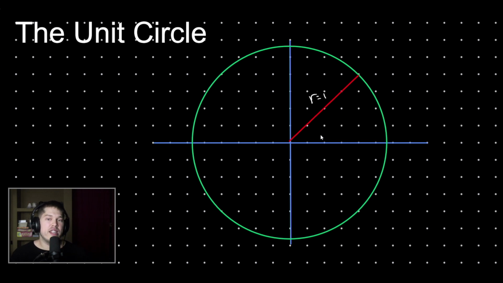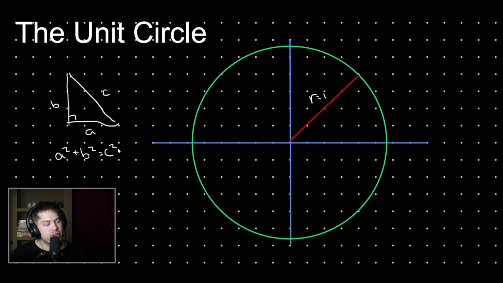Now, what is the equation for our unit circle? Well, think of Pythagorean's theorem. Pythagorean's theorem tells us that if we have a right triangle, then we know that the legs are A and B and the hypotenuse is C. Then we know that a squared plus b squared is equal to c squared.